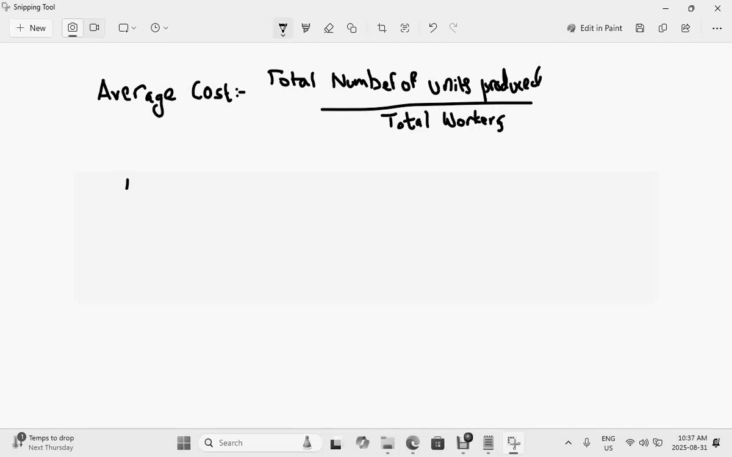Now your marginal cost on the other side, which is MC, has to do with change. So this is change in output, or number of units produced, divided by change in your workforce, change in number of workers.